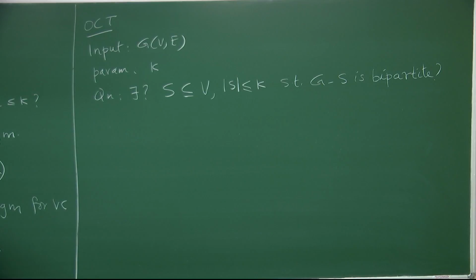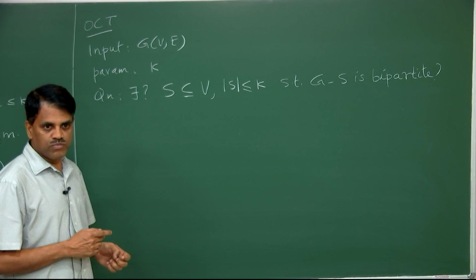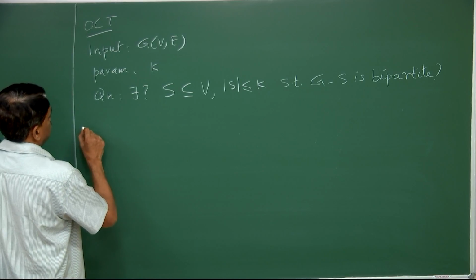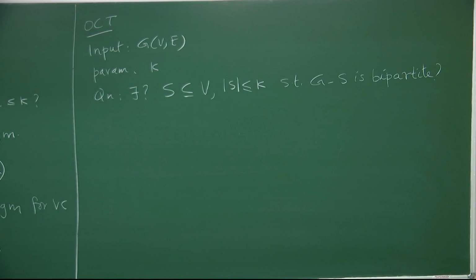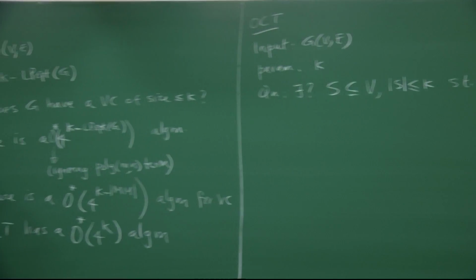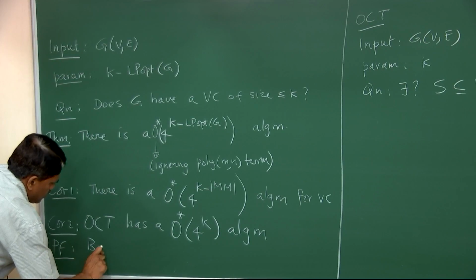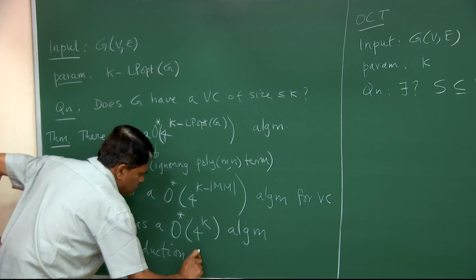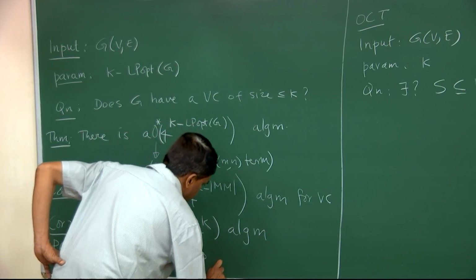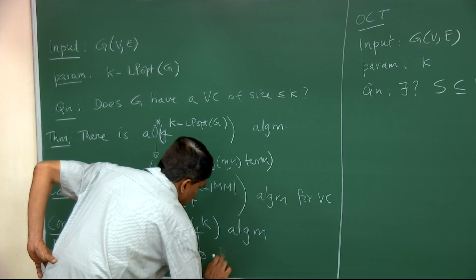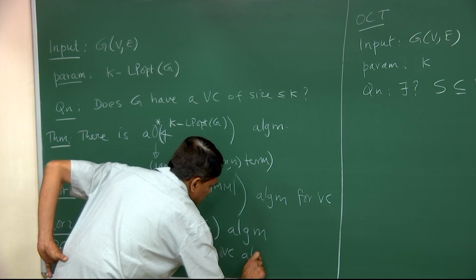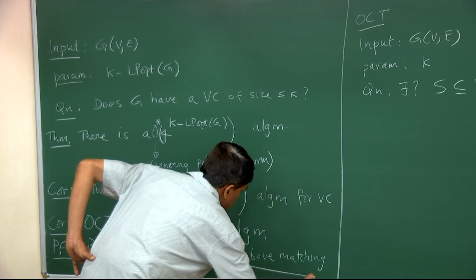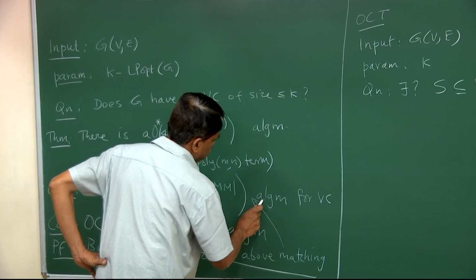Okay, let's just go through that quickly, and I don't know how many people tried proving that little exercise I had. So the proof is by reduction to vertex cover above matching. So what is the reduction?